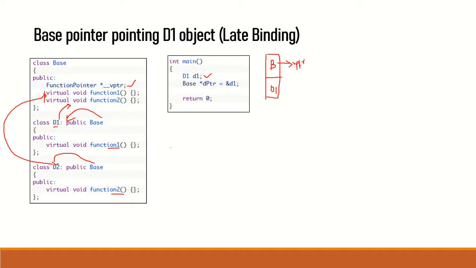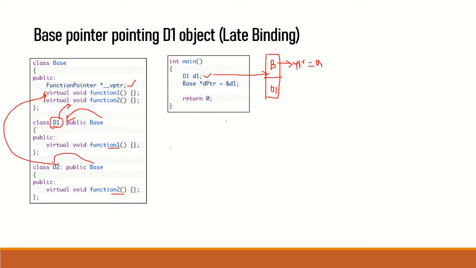So now this is the object of D1. What will this VPTR of the D1 object have? It will have the address of the virtual table of D1.